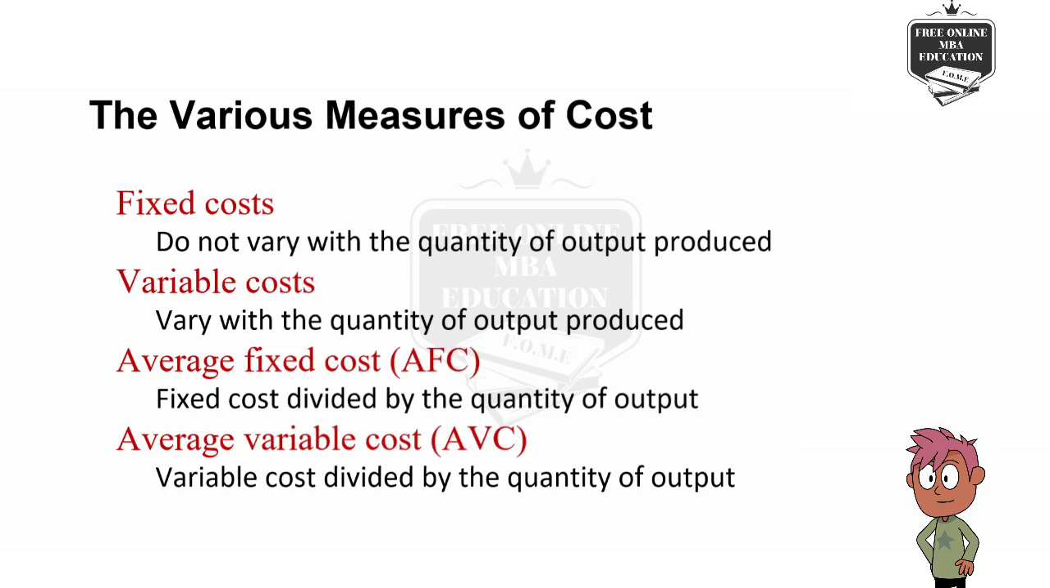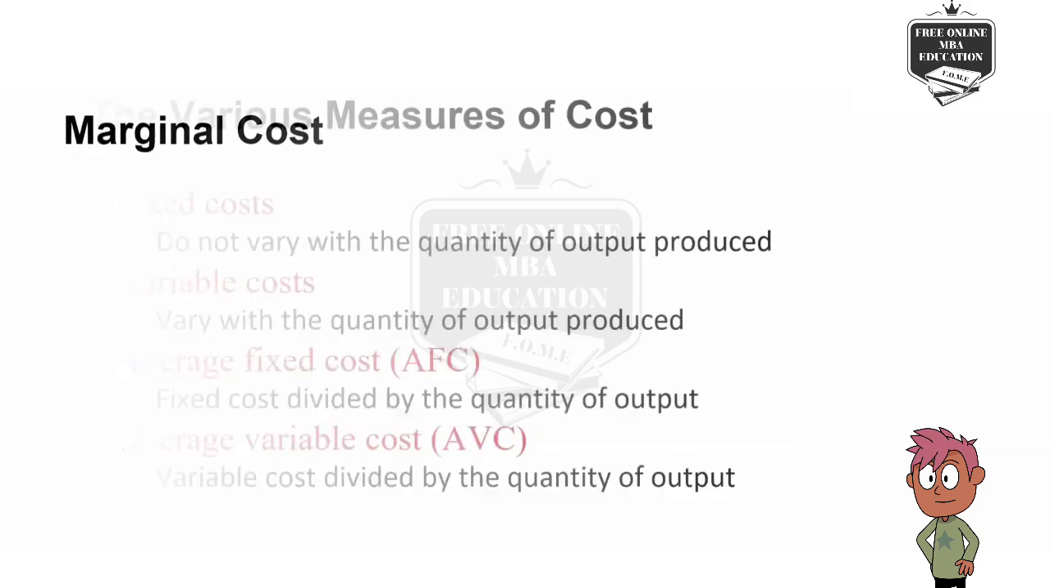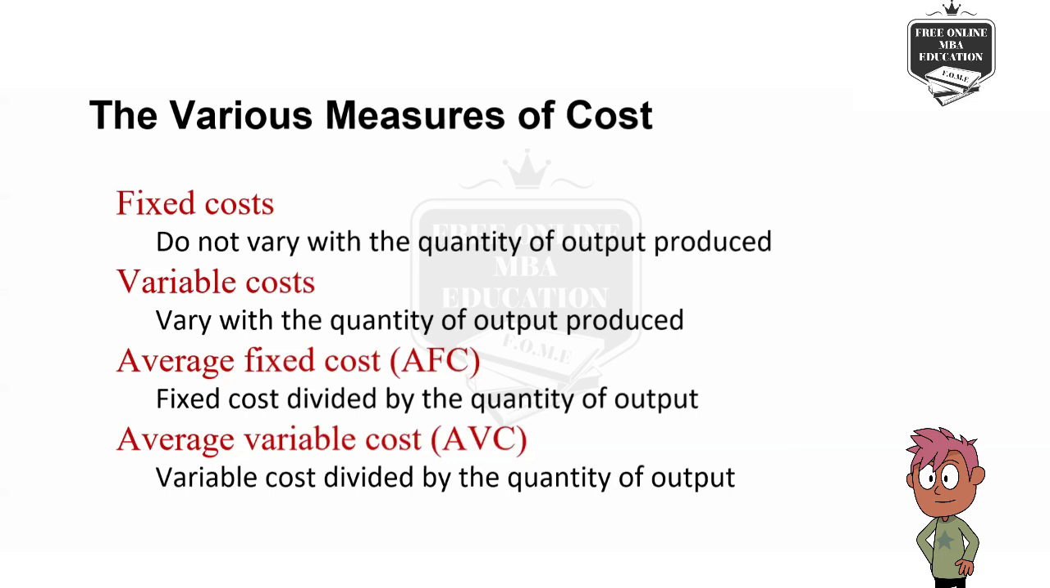And average variable cost is the variable cost divided by the quantity of output. Again, when I'm making 20 units, whatever variable cost I'm incurring, I'll divide it by 20. When I'm making 20,000 units, I will divide the same value by 20,000. So you will see with every increase in the denominator, that is the number of units that you are producing as output, both your average fixed and average variable cost will start coming down, right? I hope this concept is clear.